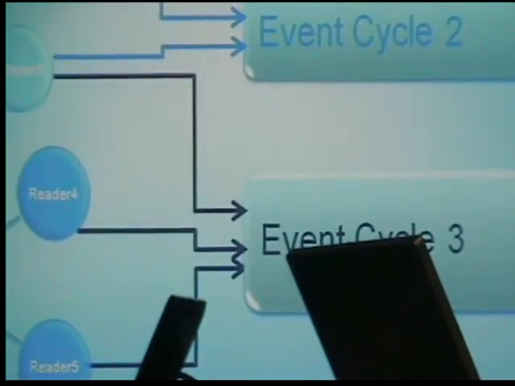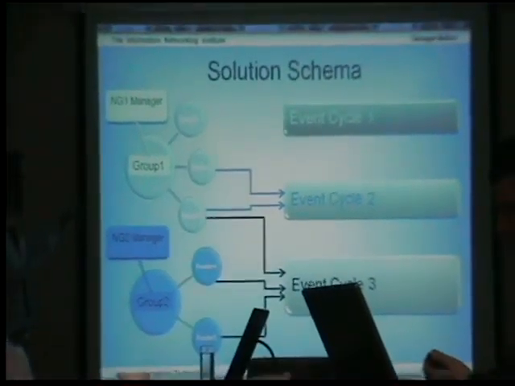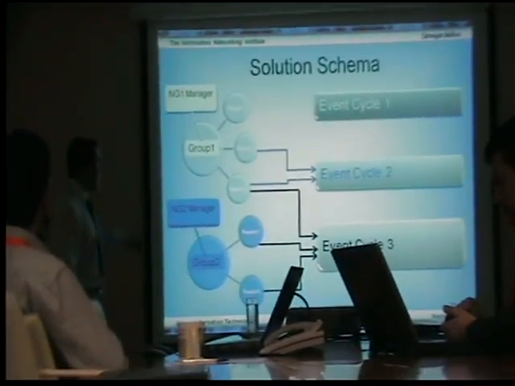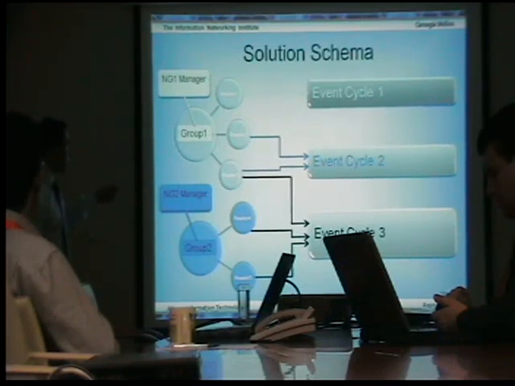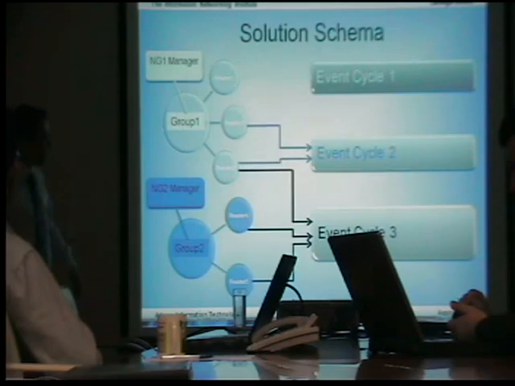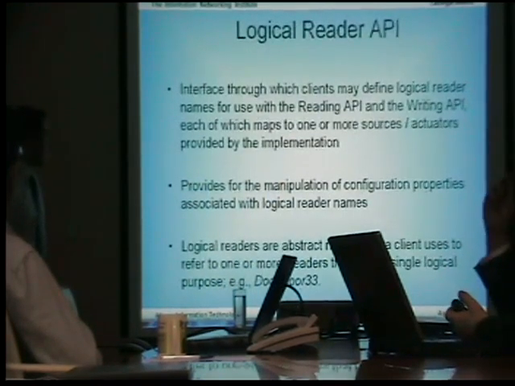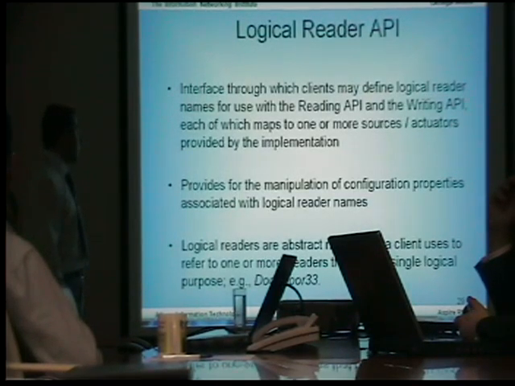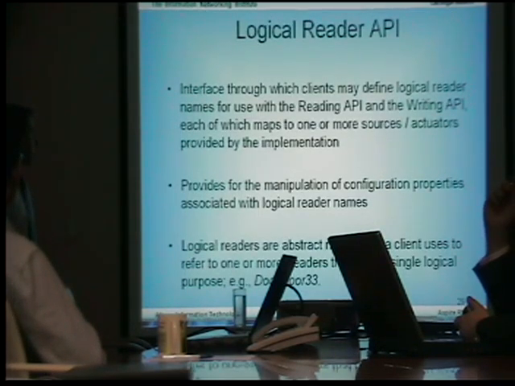For future work, we also have to try to implement the case where one reader can be in two neighbor reader managing groups, which maybe I will do later. So, speaking about the logical API, it's the interface through which the client may define logical reader names for use with the reading API and writing API.